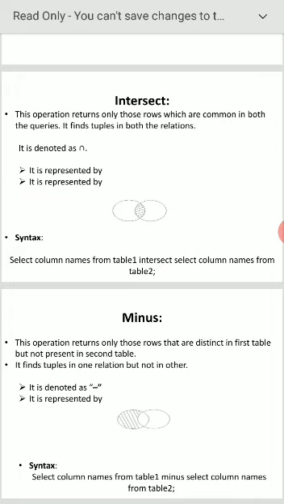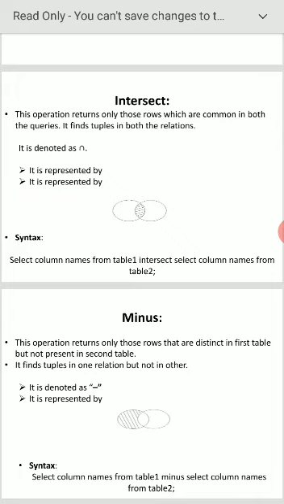It returns only those rows that are distinct in the first table but not present in the second table. Suppose we take R is equal to 1, 2, 3, 4, 5 and S is equal to 1, 2, 3, 4, 5, 6. These are elements of sets. You will get null. Suppose we take R is equal to 1, 2, 3, 4, 5, 6 and S is equal to 1, 2, 3, 4, 5, we will get 6. Those exist in the first table but are not present in the second table. That is the difference between union, intersect and minus.